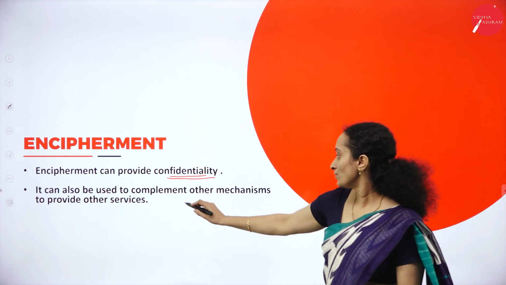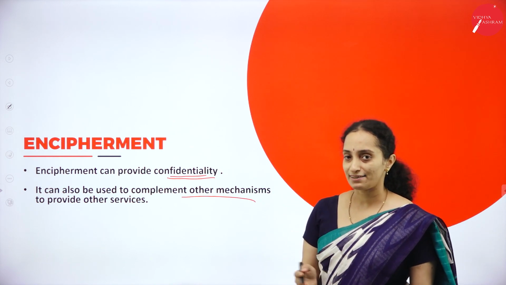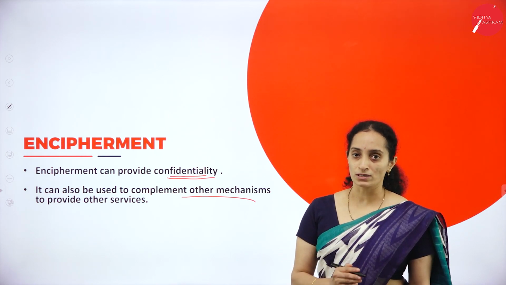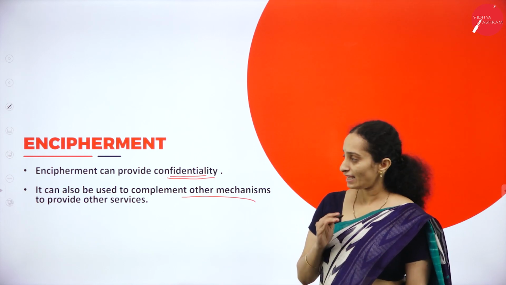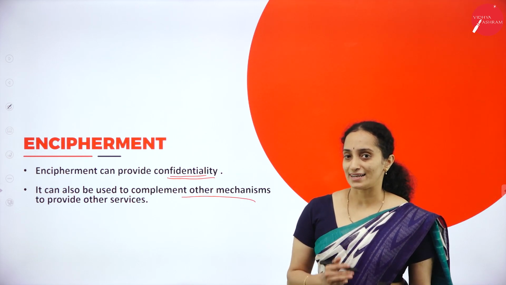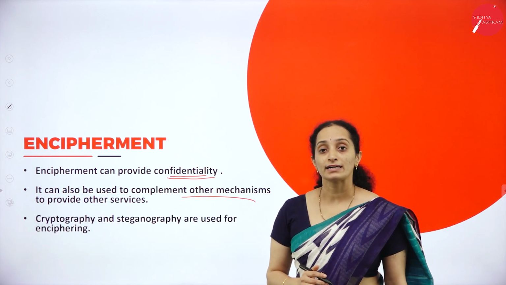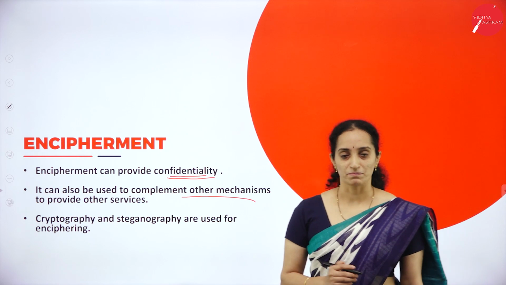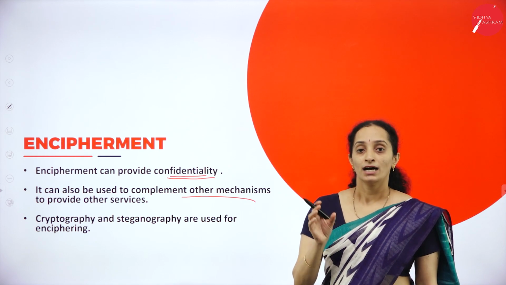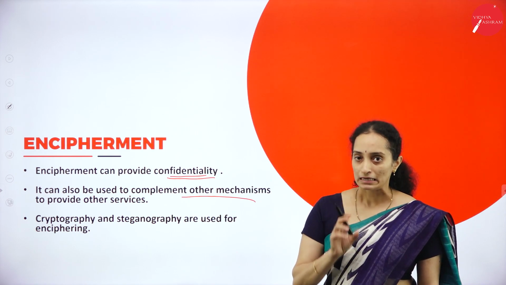It can also be used to complement other mechanisms. Along with other mechanisms, encipherment is also used for ensuring the protection of the data, because compared to all the other methods, encipherment is the most widely used method of protecting data from the attacker. In encipherment, we use two methods: cryptography and steganography. Cryptography is, as I have said, changing the form of the data so that the attacker will not be able to recognize the original content of the data.